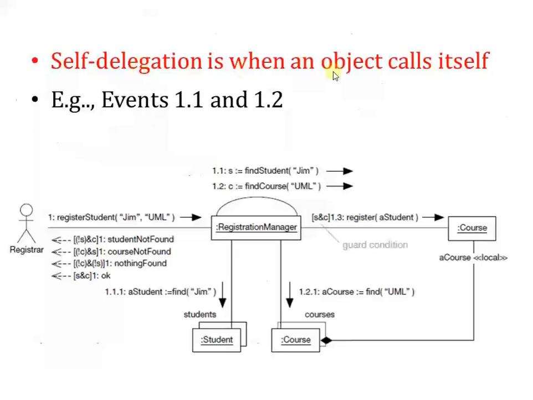Next is called self-delegation. Self-delegation means, like looping statements, even 1.2 and 1.1 are going to get executed, calling the same object again and again. So such a particular loop is called what? Self-delegation.